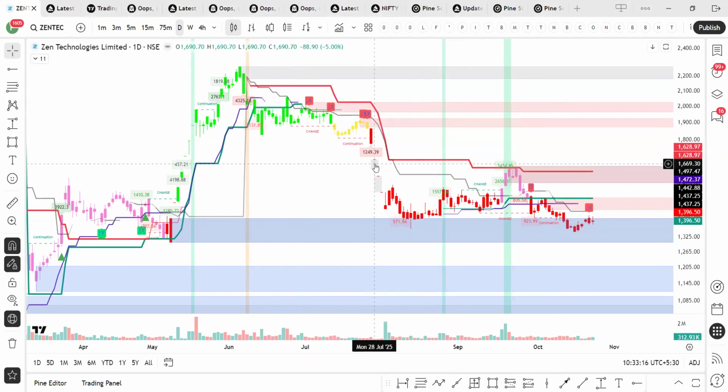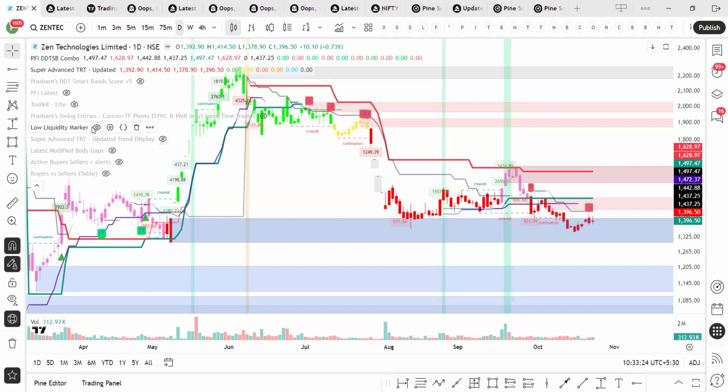This is a circuit stock. There were 5% lower circuits continuously here. This stock may be a low liquid stock. Let's check liquidity.